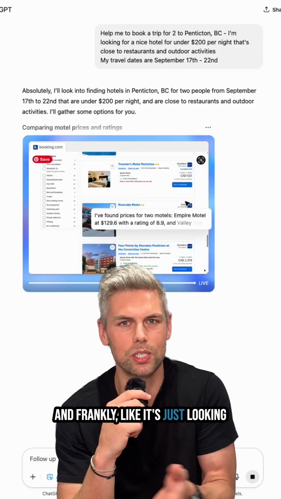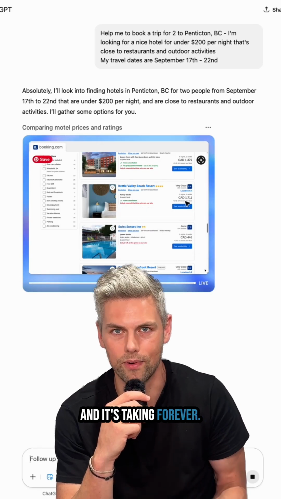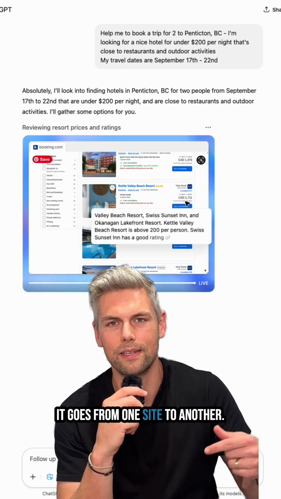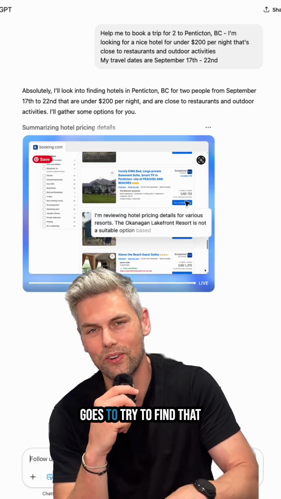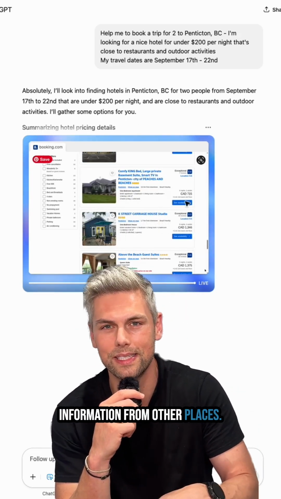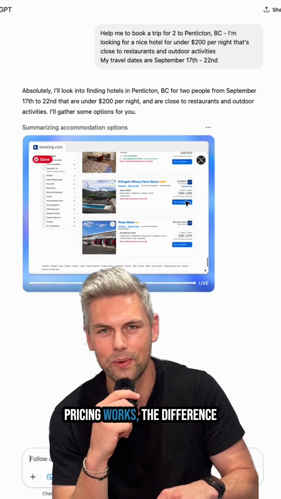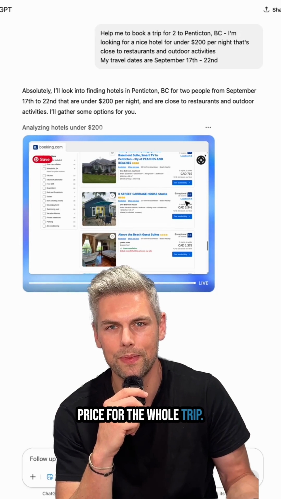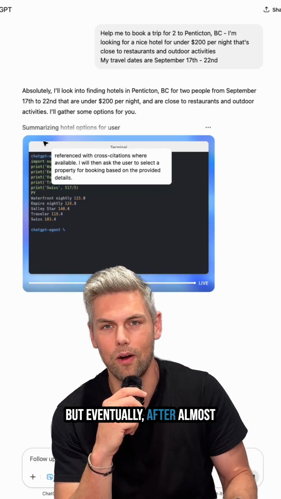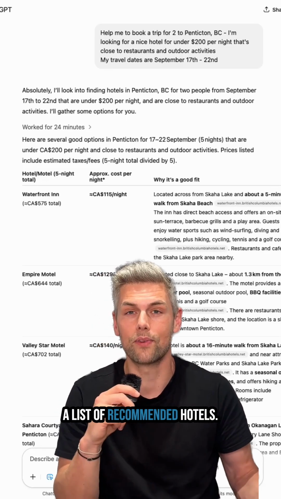And frankly, it's just looking at all of these different sites and it's taking forever. It goes from one site to another, it gets stuck, and then it goes back, and then it goes to try to find that information from other places. And then it doesn't really understand, you can see here, how the pricing works, the difference between price per night and price for the whole trip. But eventually, after almost 20 minutes, it comes back with a list of recommended hotels.